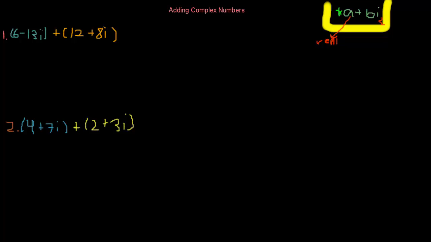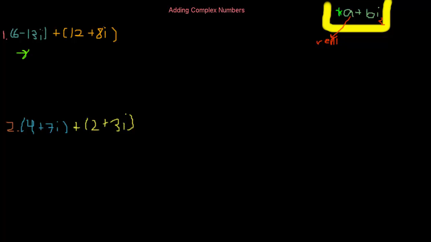And so in number 1, we're being asked to add two complex numbers together. The first one states 6 minus 13i, and we want to add that to 12 plus 8i. And so the way we're going to do this is simply kind of like algebra 1 when we're adding simple terms like 2x plus 3 plus 2x as well, and this is going to transfer on.